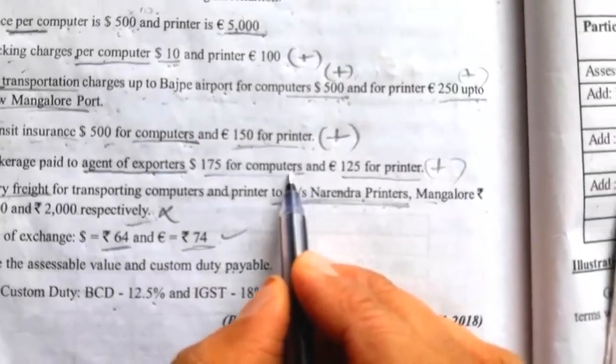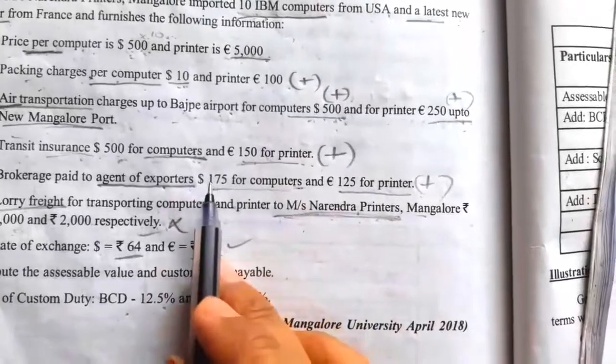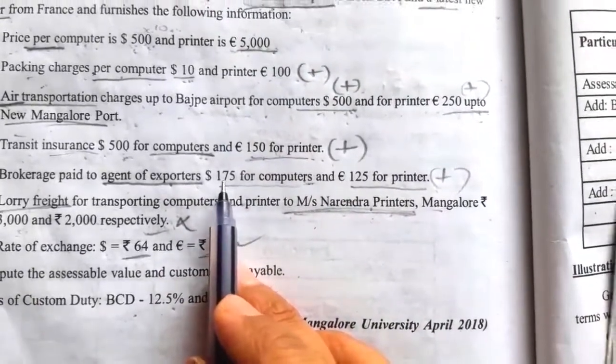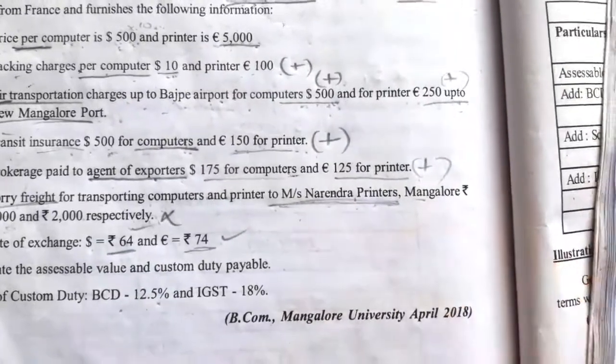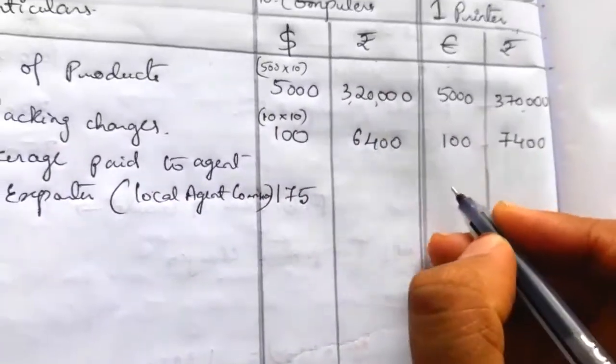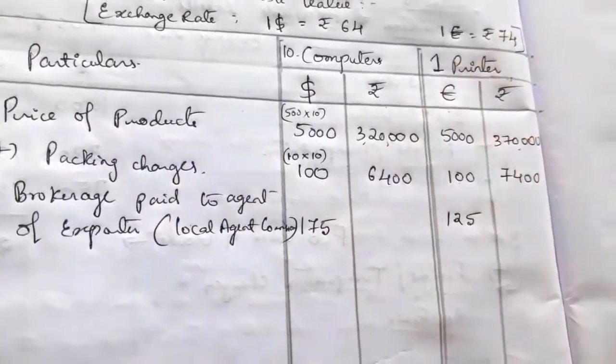They have mentioned computers, not for one computer. It is for entire computer, total computer. $175 is the commission paid, and €125 for the printer. So that is 125 for the printer. So now we have to convert this to Indian rupees.